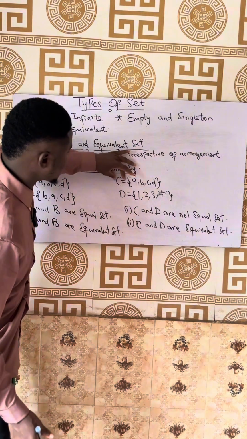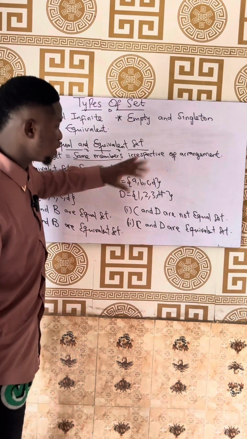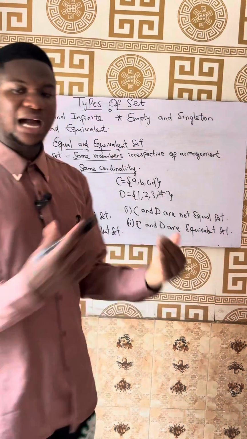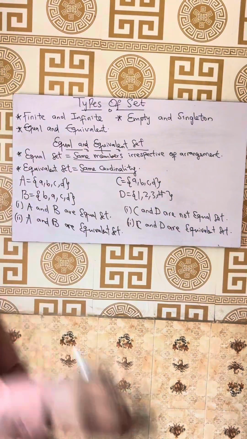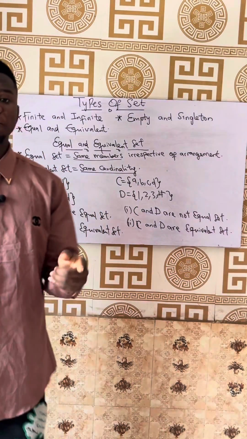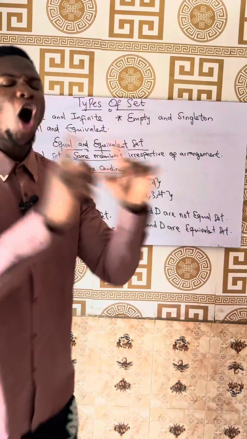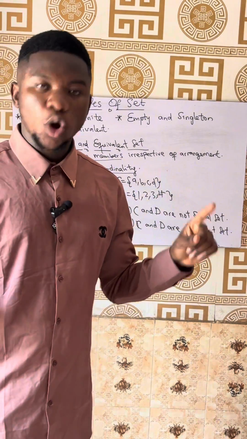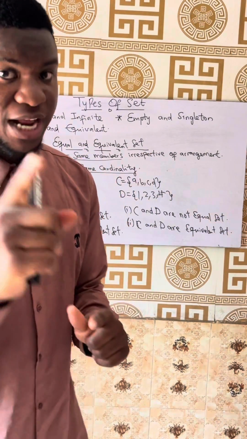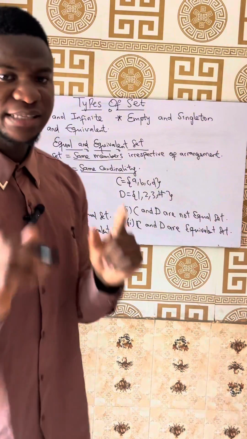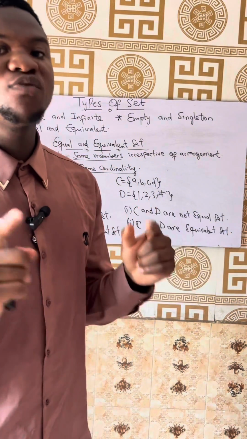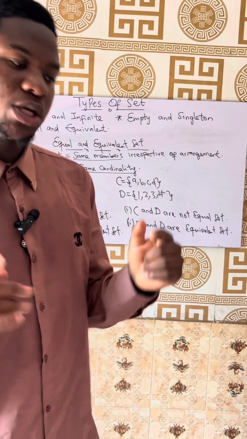The cardinality of set C is 4. The cardinality of set D is also 4. So this simply means set C and set D have what? Same cardinality. So they are what? Equivalent. So therefore, guys, to end this particular video, you have to note that all equal sets are always equivalent. All equal sets must be equivalent. But all equivalent sets are not always necessarily equal.